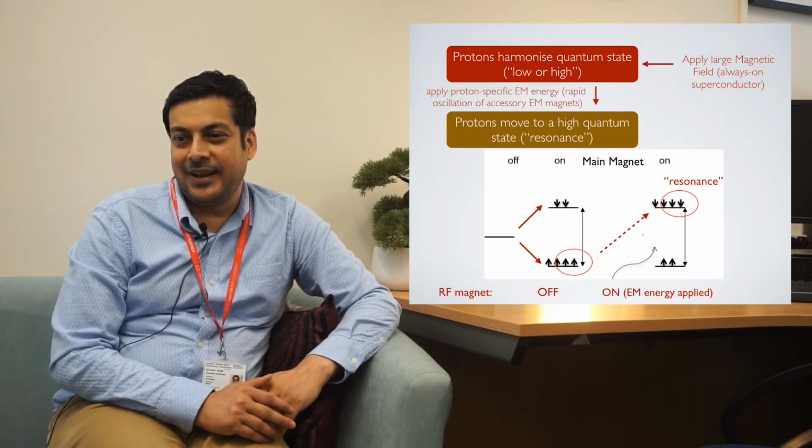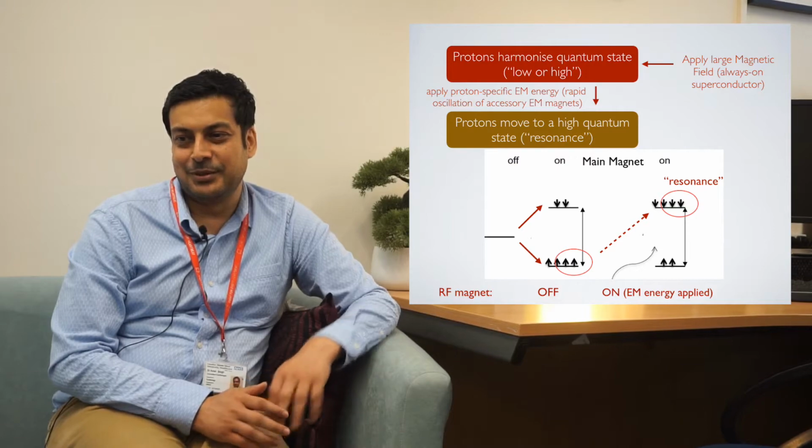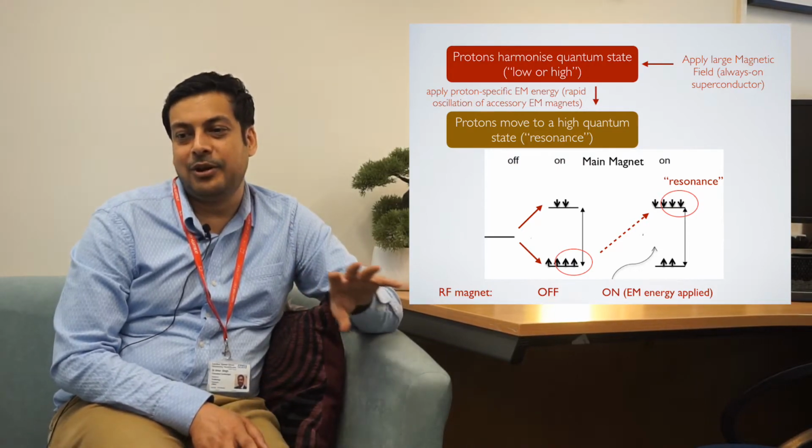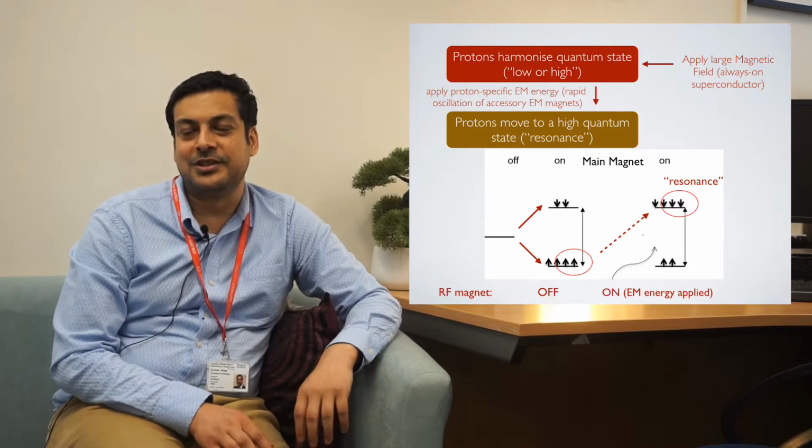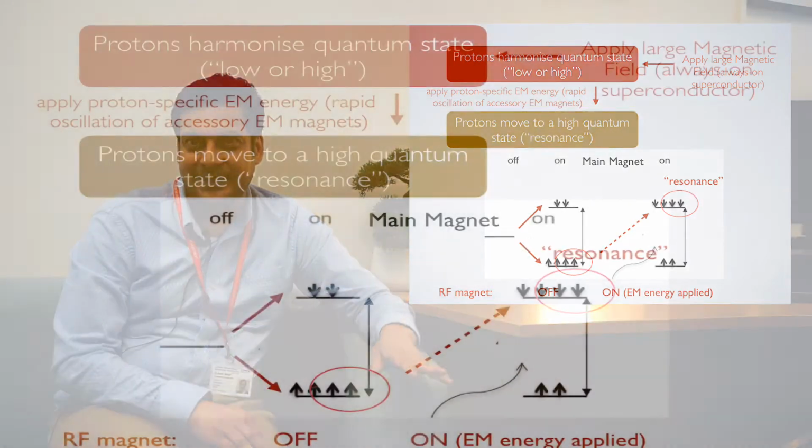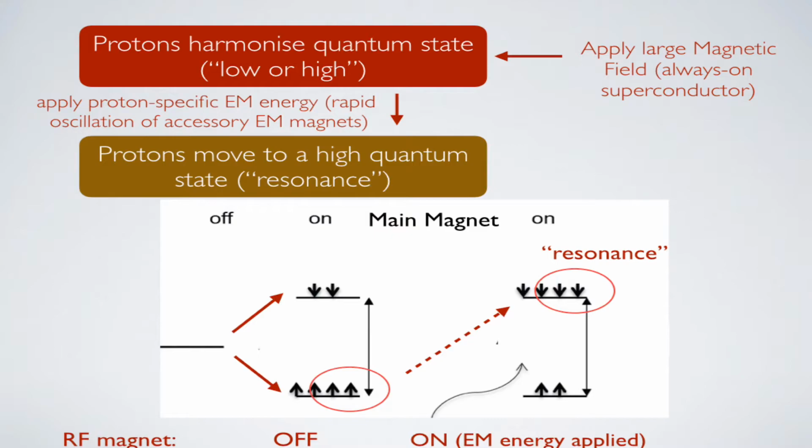Fine. We then apply more electromagnetic energy. We've got the main magnet, and we now apply more electromagnetic energy using a secondary, accessory magnet. You can see it says apply proton-specific electromagnetic energy, and at the bottom it says RF magnet. That's the accessory magnet that is applying the extra electromagnetic energy. And what happens is that some of those protons that were in a low quantum state get excited, or they resonate, up to a high quantum state. That's what the diagram is showing you.